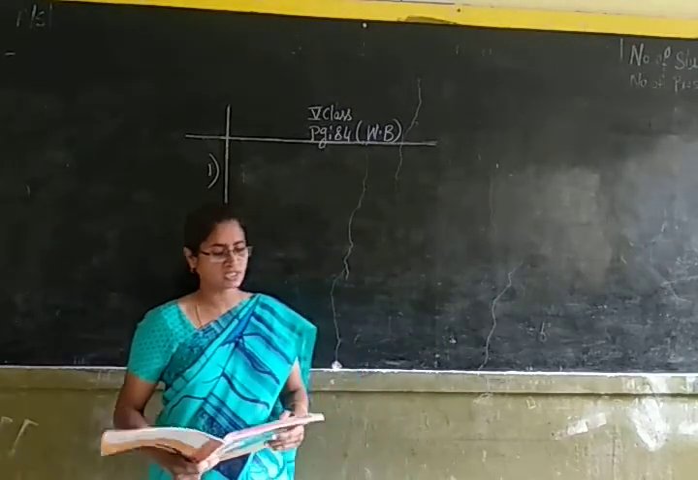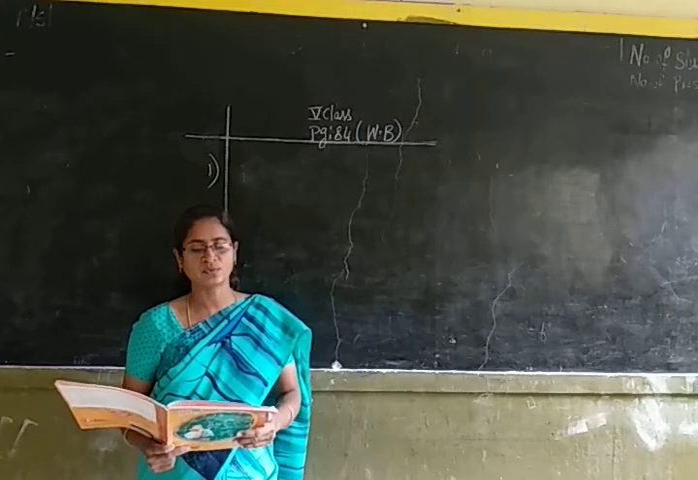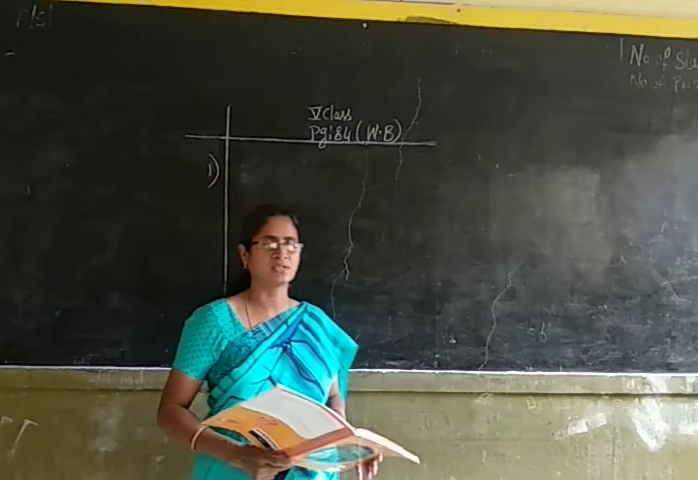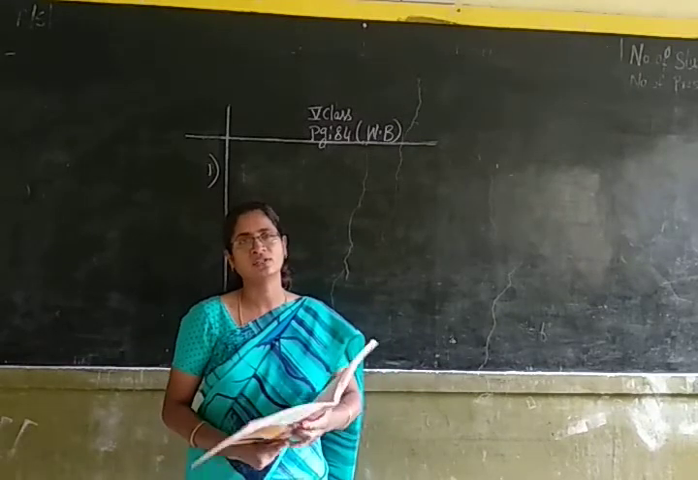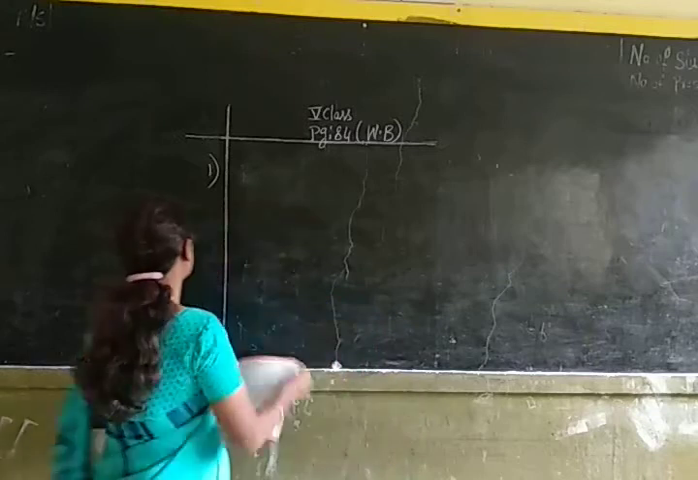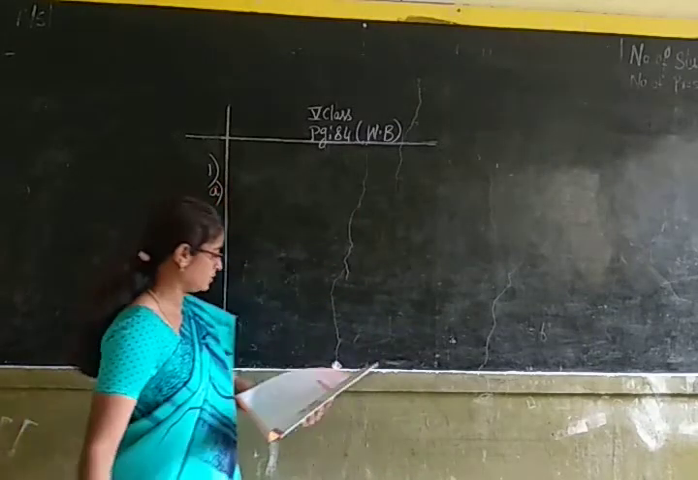So the question is, express the following as ratio and reduce them to their lowest form. Here some numbers are given. We have to express them as ratio and also find the lowest value. So let us do the A sum in the first question.